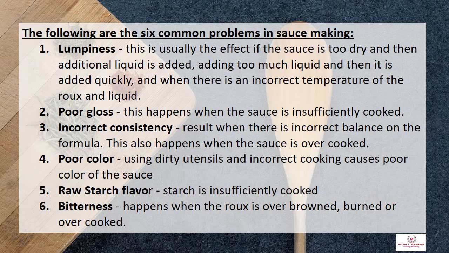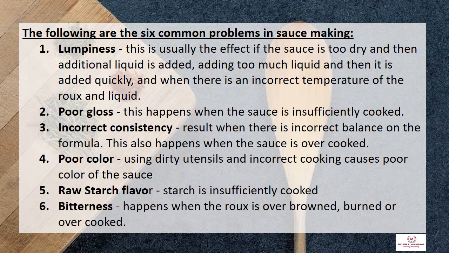The following are the 6 common problems in sauce making. Number 1, lumpiness. This is usually the effect if the sauce is too dry and then additional liquid is added, adding too much liquid and then it is added quickly, and when there is an incorrect temperature of the roux and liquid.